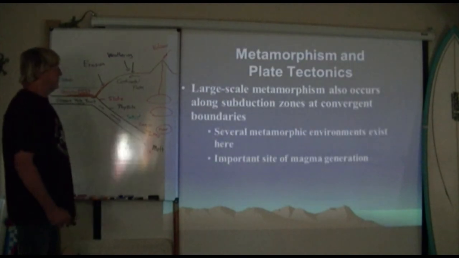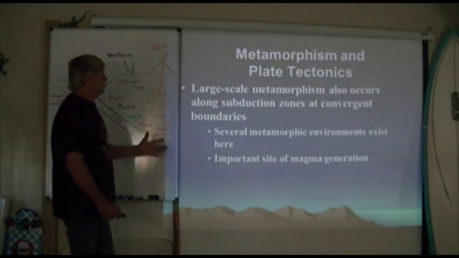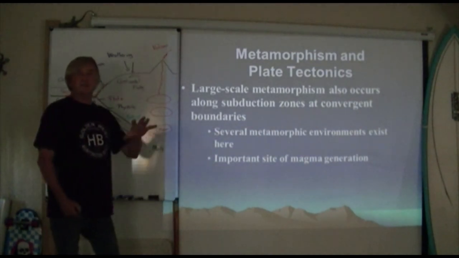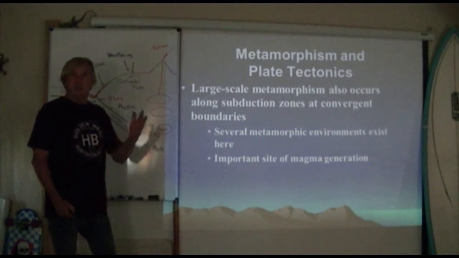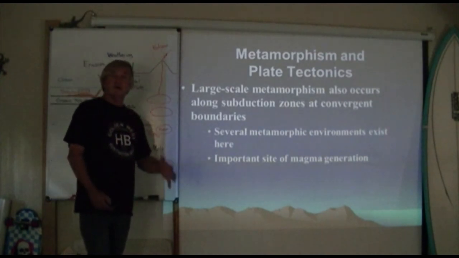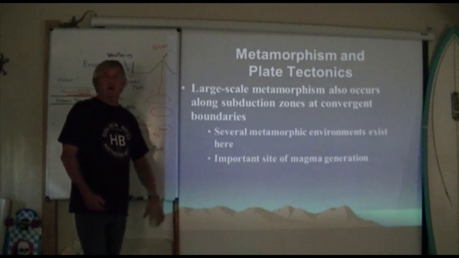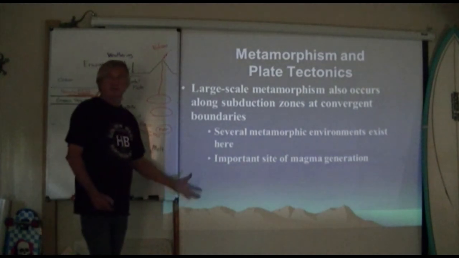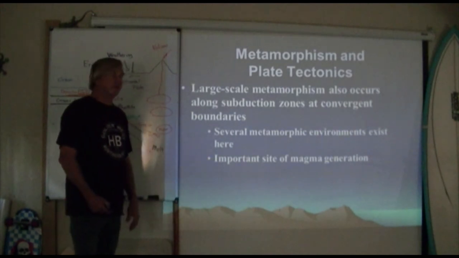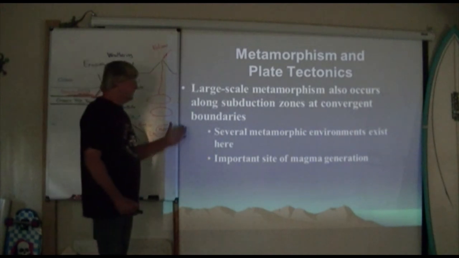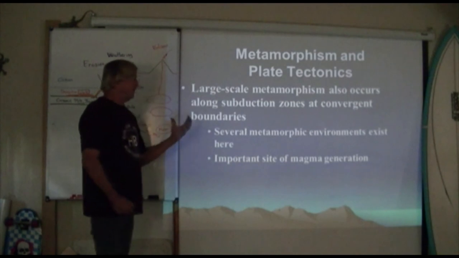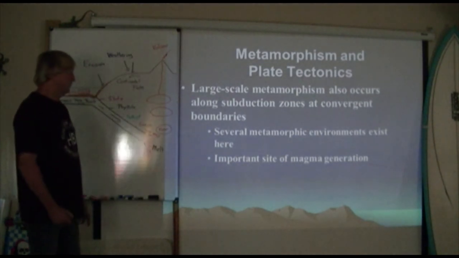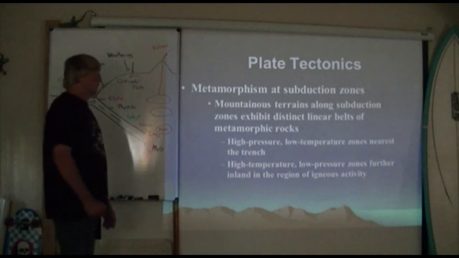So, metamorphism and plate tectonics. This is where the large-scale metamorphism occurs. Throughout the world, in the huge mountain belts such as the Alps, the Appalachian Mountains, and the Rocky Mountains, we see a lot of metamorphic rocks associated with very large mountain ranges. Even today, the Himalayas have a large metamorphic belt associated with them. And this is because as these plates are subducting, they're carrying down with them sedimentary rock, shale, that is in turn being metamorphosed.